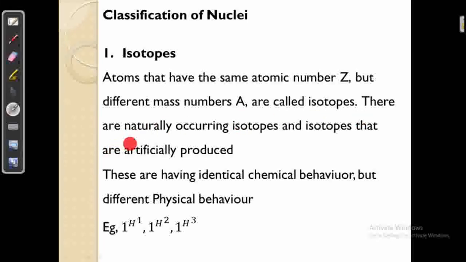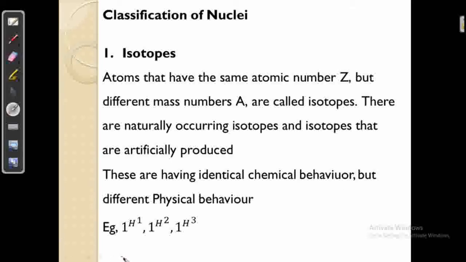There are naturally occurring isotopes as well as artificially produced isotopes. The peculiarity of isotopes is that they have identical chemical behavior but different physical behavior. The physical behavior is different because they have different mass. Since the mass number is different, the number of neutrons is different, so the mass of the nucleus is also different. So they have different physical behavior but identical chemical behavior, since the number of protons is the same.